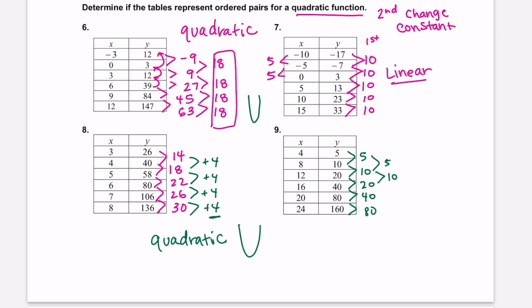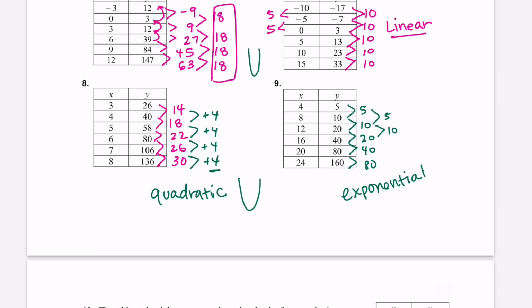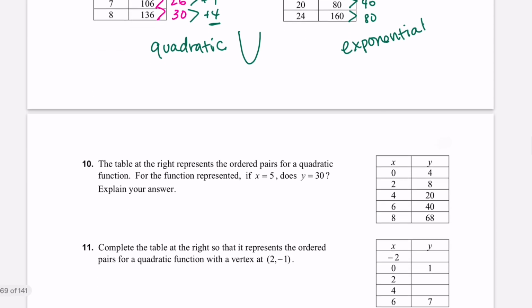Now, if you notice, this second change on number 9 is not constant. And if you look, the change goes 5, then 10, then 20, then 40. This is doubling every time. This is going to be an exponential. If you look, this is doubling each time. And so it is an exponential table, not a quadratic.